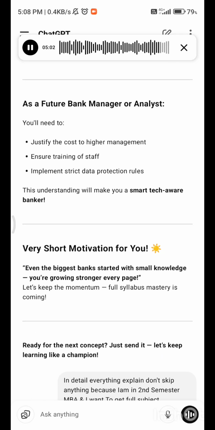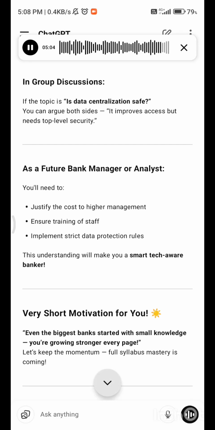As a future bank manager or analyst, you'll need to justify the cost to higher management, ensure training of staff, and implement strict data protection rules. This understanding will make you a smart, tech-aware banker.